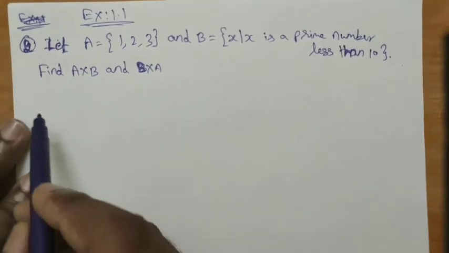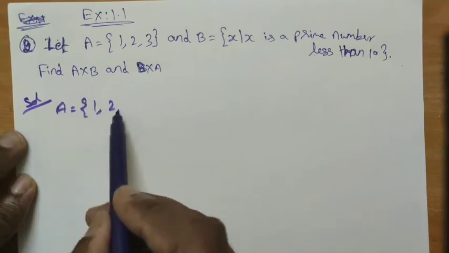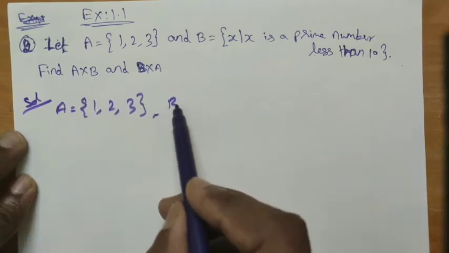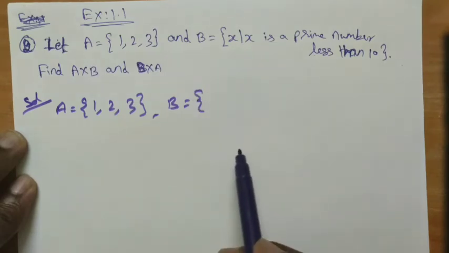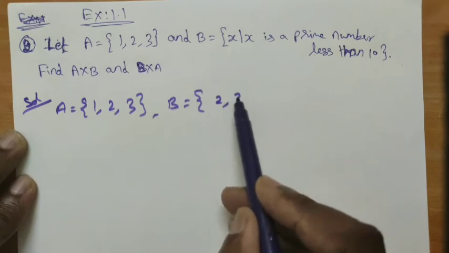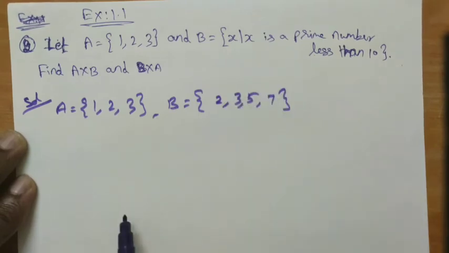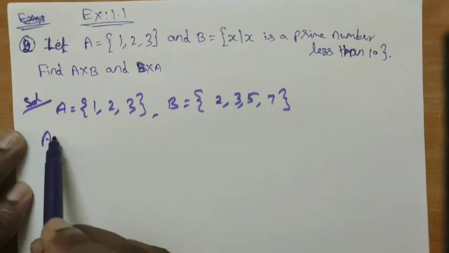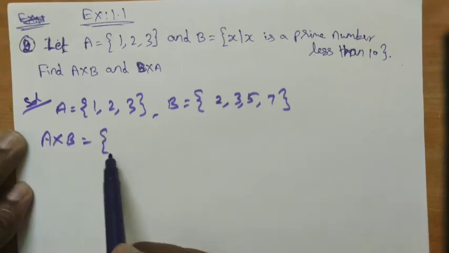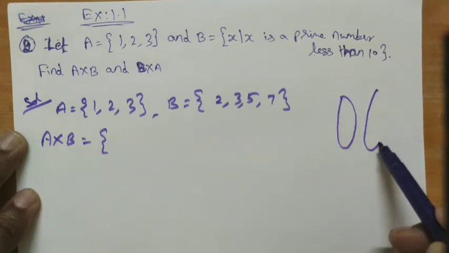Let's see the solution. First we have to find out what the set B is. 1, 2, 3 is the set A and set B is equal to the prime numbers less than 10, which means 2, 3, 5 and then 7. These are the prime numbers less than 10. Now we have to find out what A cross B is. A Cartesian B means this is the set A and this is the set B.